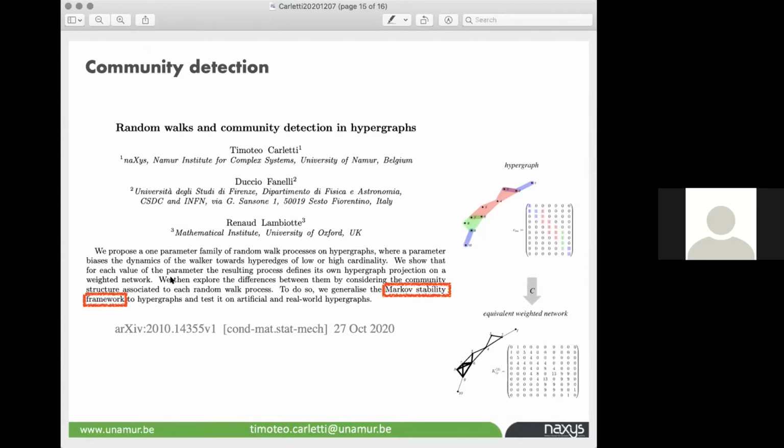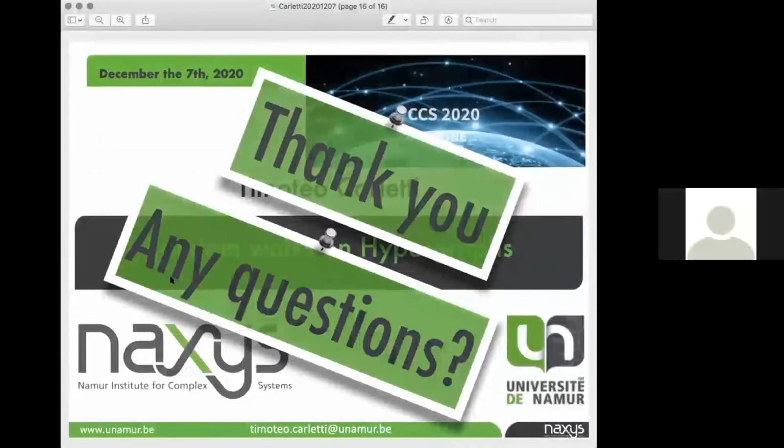To obtain this result, we use the Markov stability framework that has been developed in the case of networks. But again, if you recall the projection I showed you, where there is an orbital equivalence between the dynamics on the hypergraph and on the projected network, we can use all the machinery developed for networks, in particular the Markov stability framework, to develop the same idea for hypergraphs. And so with this I finish, and I thank you for your attention, and welcome any questions. Thank you very much.